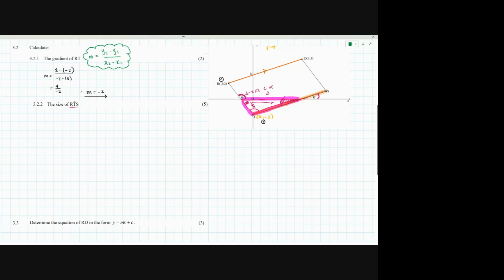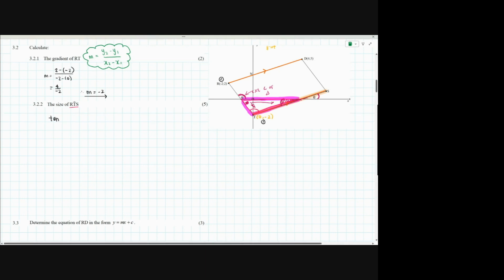And when in doubt, just start working out angles of inclination. Somewhere along the line, one of those is going to be right and one of them is going to be useful. At least you can get part marks. So it doesn't really matter which angle you start with. We've just worked out the gradient of RT. So I'm going to work out alpha first.